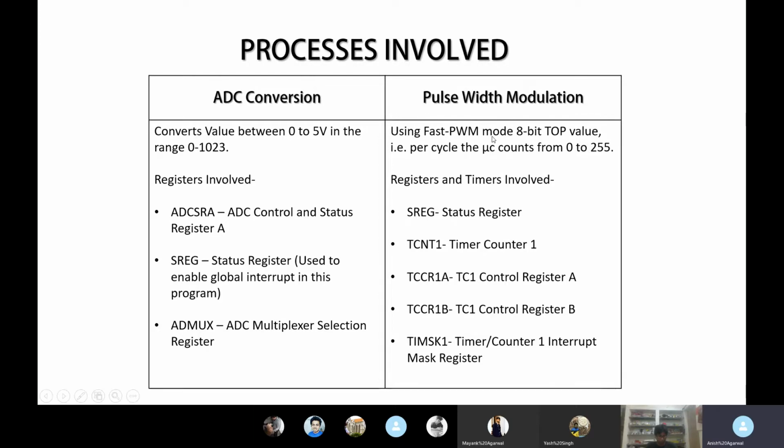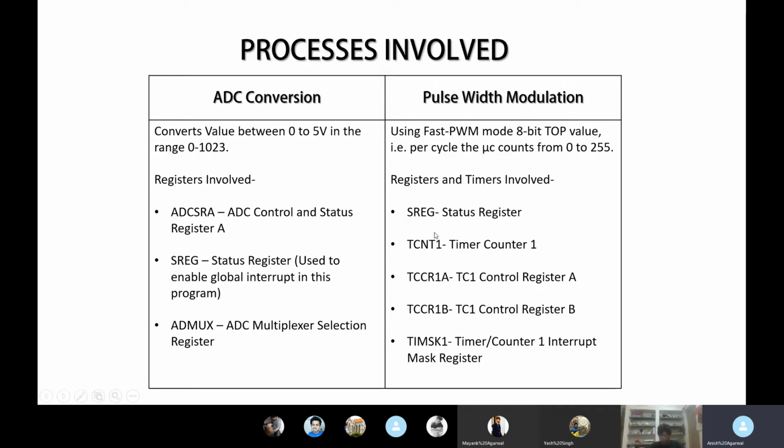Coming to pulse width modulation. For pulse width modulation, we have used the fast PWM mode of 8-bit. Like we can use 10-bit, 16-bit, different bits. Here in this program, I have used the 8-bit fast PWM. What does the 8-bit fast PWM do? In one cycle, like in one time period, it can count from 0 to 255, and as soon as it counts from 0 to 255, it again sets the counter to 0, and then it again counts from 0 to 255.